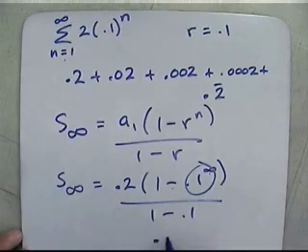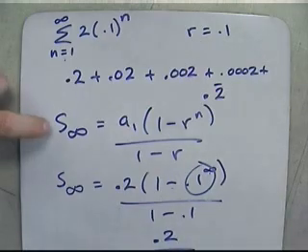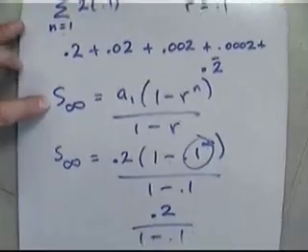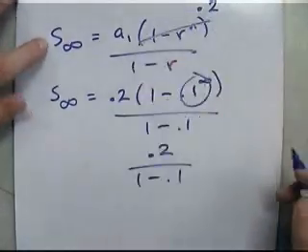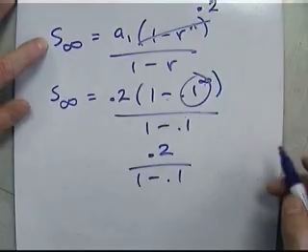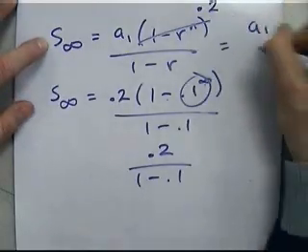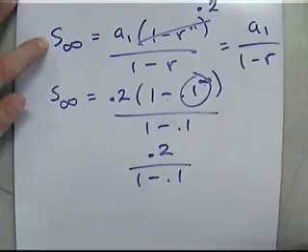So we effectively have 0.2 divided by 1 minus 0.1. So for the infinite series, this part right here, let me move that up a little bit. The infinite series, that part is gone. You don't need that part. That part just disappears. So the infinite series simplifies to a sub 1 over 1 minus the ratio.